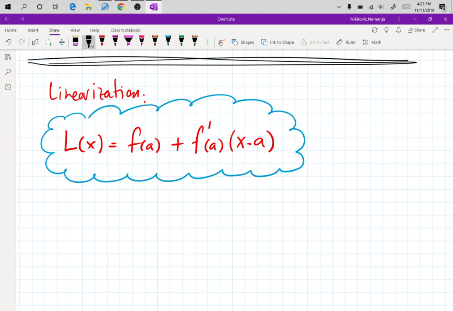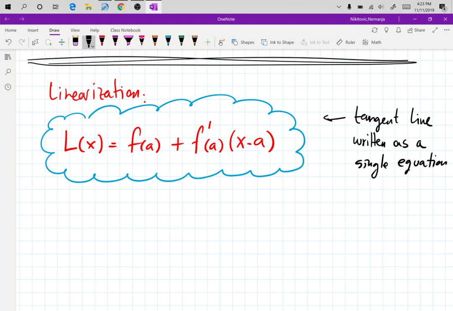So this over here is the tangent line written as a single equation. So all of the features which you used to do separately, and you still have to do them separately and then feed into one formula, now you have in one formula. And some of you might be recognizing this formula as y equals y1 plus m times x minus x1. You have seen this formula in your algebra class.